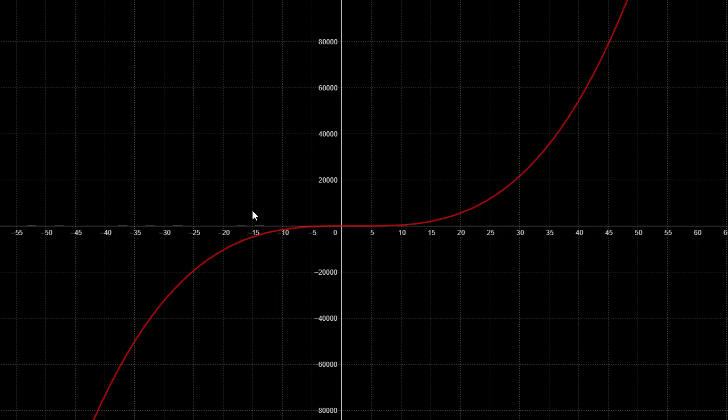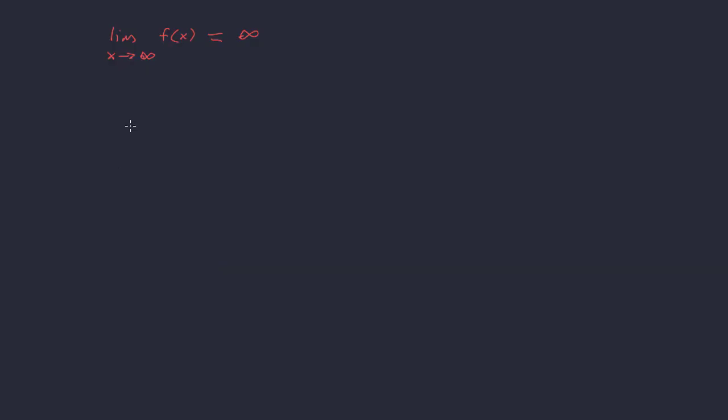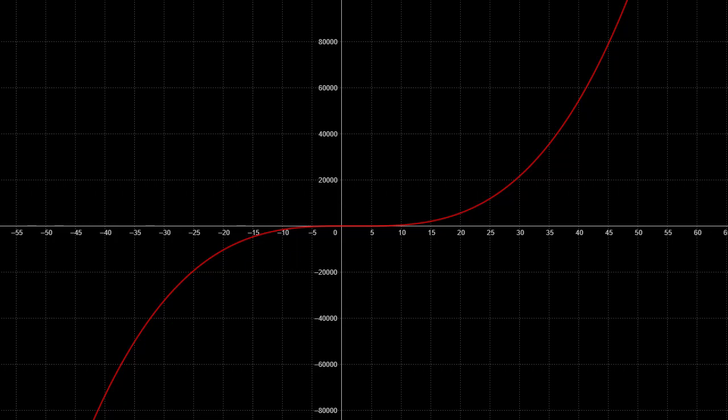Now, similarly here, as x goes to negative infinity, so as x decreases without bound, well, so does f. f decreases down to negative infinity as well, right? So I can say that in this case, the limit as x goes to negative infinity of f of x is negative infinity.